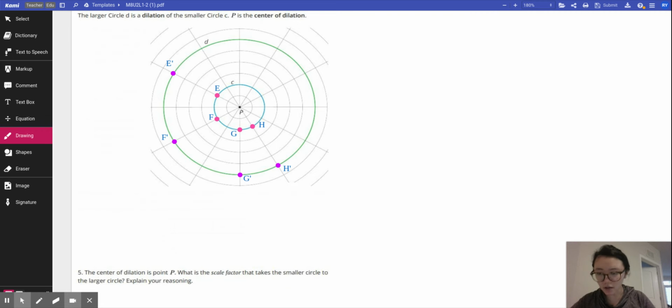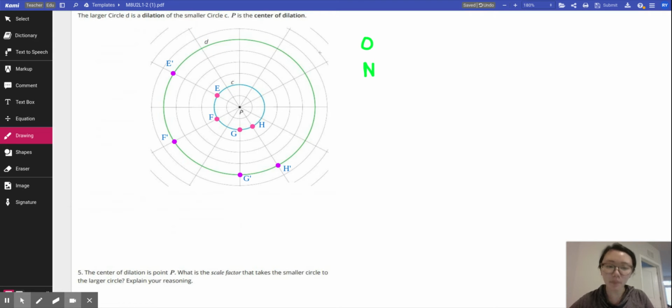Okay, so this next problem is with circles. It says the large circle D is a dilation of the smaller circle C. P is the center of dilation. So knowing this, tell me, what is the old and what is the new circle? What is circle C and what is circle D? Pause the video now and think about it.